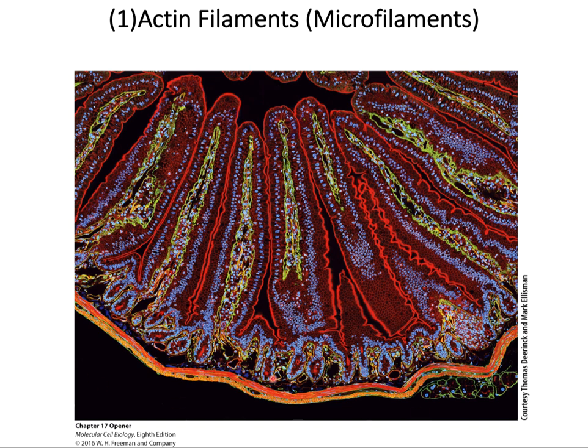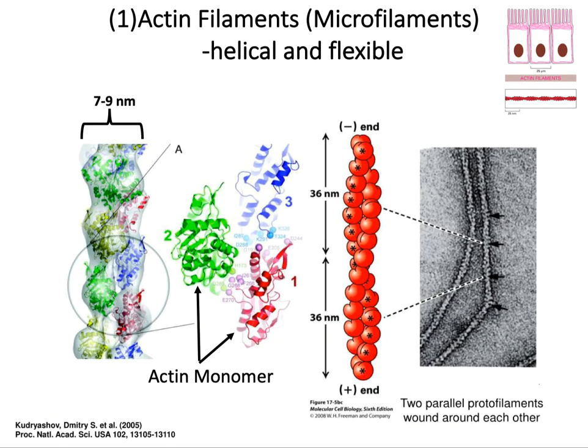That's the outside of the intestine. So the first filament that we are going to talk about are actin filaments, and sometimes these are referred to as microfilaments. These are polymers of actin monomers. When the monomers come together, they form a helical twisted structure. They are very flexible and dynamic, and they can lengthen and shorten. They are about 7 to 9 nanometers in diameter and visible on the electron microscope.